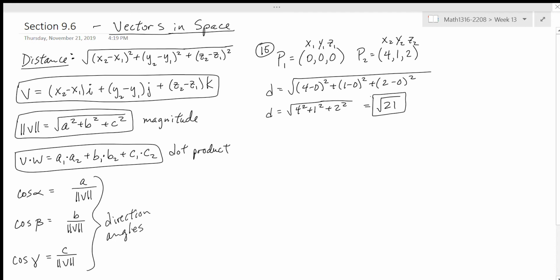Anybody have any questions about that problem? Do I need to do another example of finding the distance between 2 points? Or was that good enough? Okay, that's satisfactory? Good. We'll move on then. Number 31.